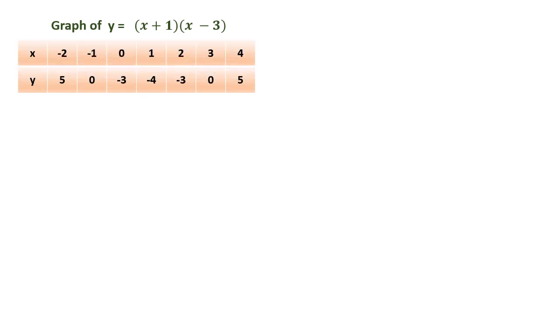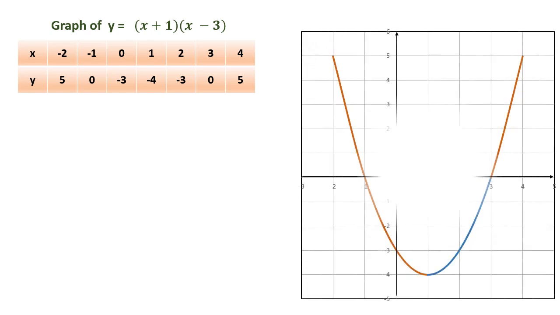Okay, let's draw a graph of the form y equal x plus a into x plus b. The given function here is in that form, y equal x plus 1 into x minus 3. Let's prepare the table for that. The values of x from minus 2 to plus 4 and the corresponding y values are shown in the table. According to the table, when we draw the graph, we'll get the graph like this.